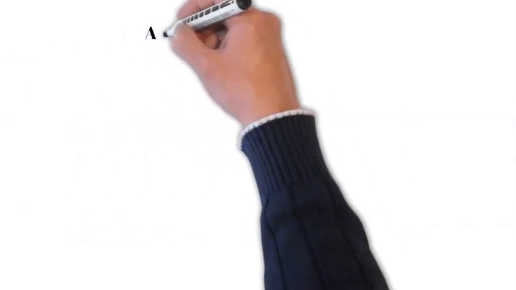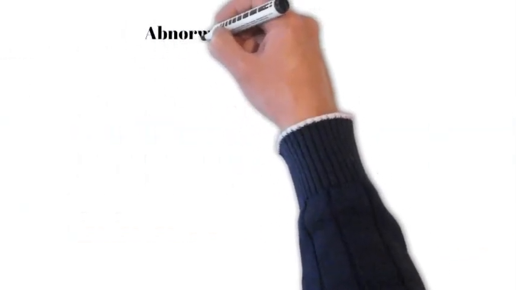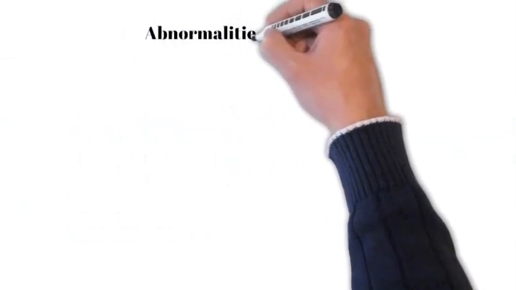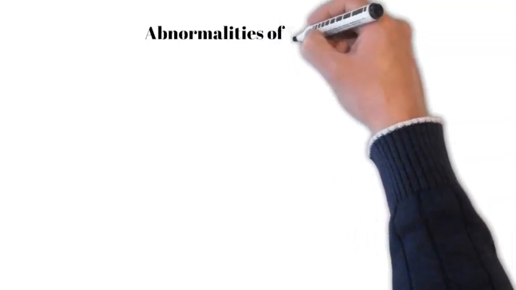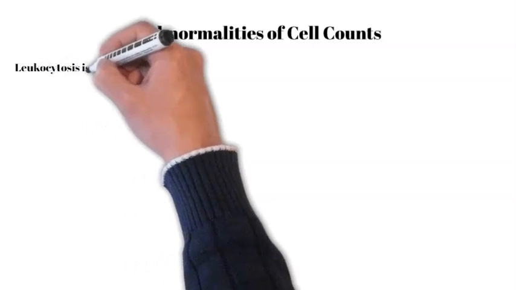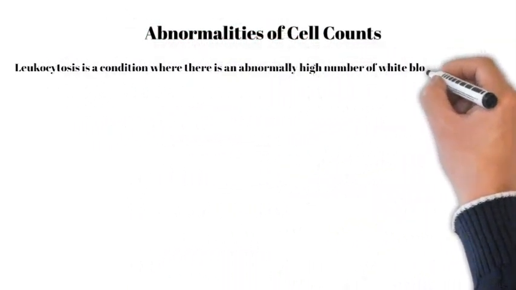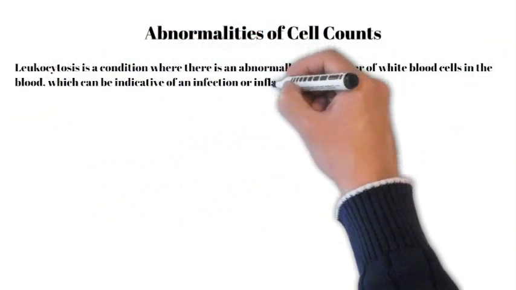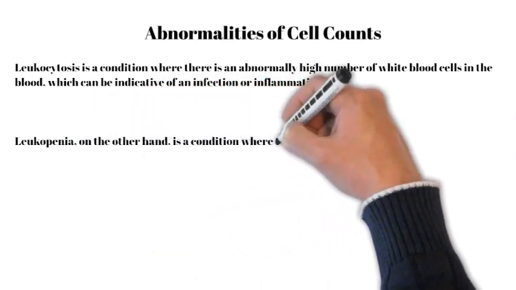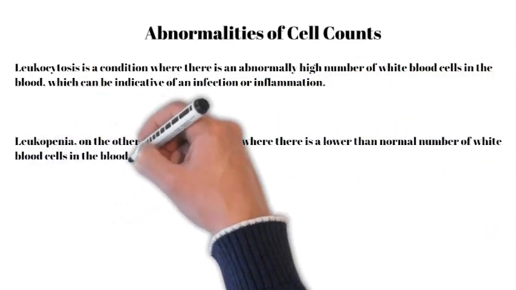Abnormalities in cell counts. Leukocytosis is a condition where there is an abnormally high number of white blood cells in the blood, which can be indicative of an infection or inflammation. Leukopenia, on the other hand, is a condition where there is a lower than normal number of white blood cells in the blood, which can increase the risk of infections.